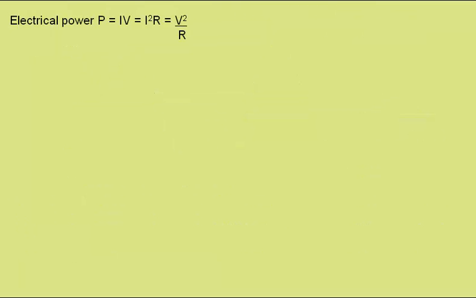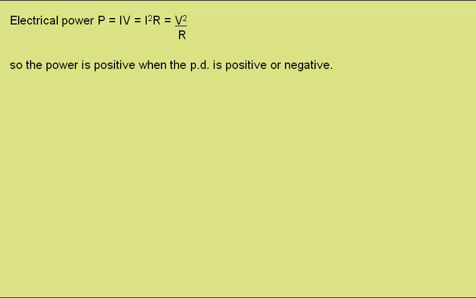Electrical power is given by current multiplied by potential difference, or alternative expressions of current squared multiplied by resistance, or potential difference squared divided by resistance. In each of these terms, the power will be positive, whether the potential difference is positive or negative. The current will be in the same direction as the voltage, and so in this expression, both these terms would either be positive, leading to positive power, or both would be negative, leading to positive power. In this term, if the current is negative, when it is squared, it is positive. Likewise here for the potential difference.